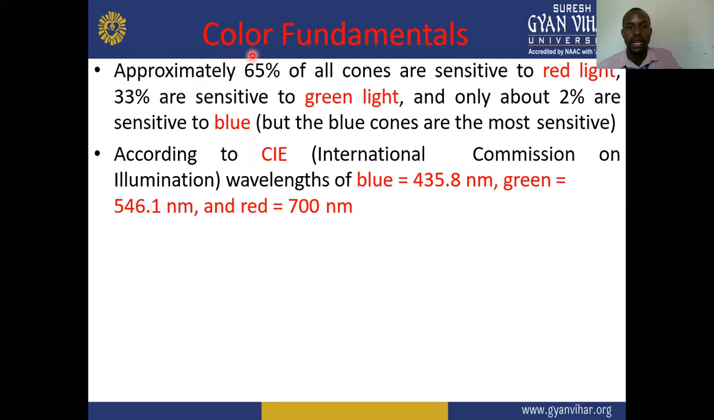Then next, we have the color fundamentals, where we have cones of the eye. Cones of the eye have the size of 6 to 7 million, and each color has a different percentage of light which is absorbed by the cones. So 65% of red color is absorbed by the cones, 33% of green is absorbed by the cones, and 2% of blue light is absorbed by the cones. That means blue is the most sensitive, that is why it has a lesser percentage.